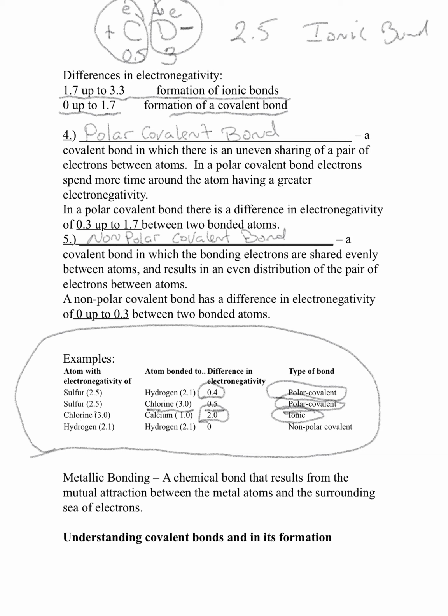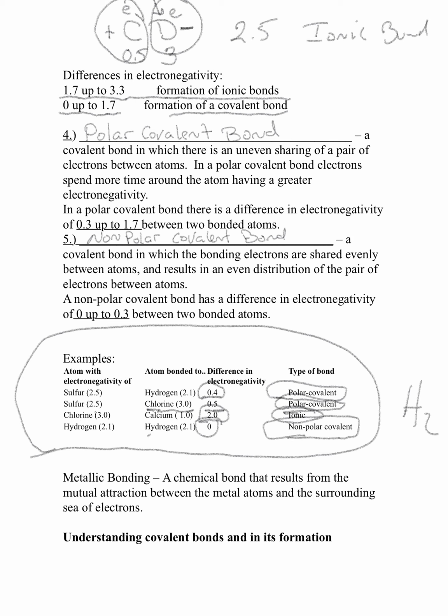Now the last one, hydrogen and hydrogen. When you have two atoms, they both have the same electronegativity. Therefore, if they bond together, so that's going to be H2, there's no difference in the electronegativity. Therefore, the difference is 0. This is going to form a non-polar covalent bond.